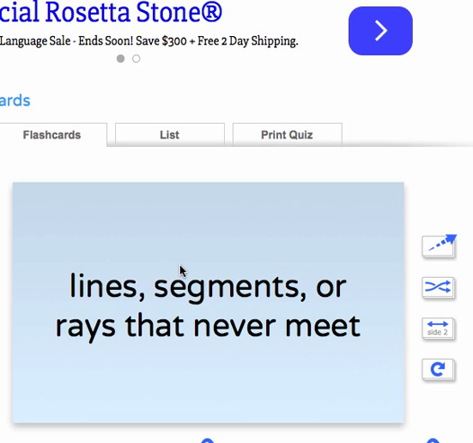So yes, it's lines, segments, or rays that never meet. Never, never, never. It's a shame.